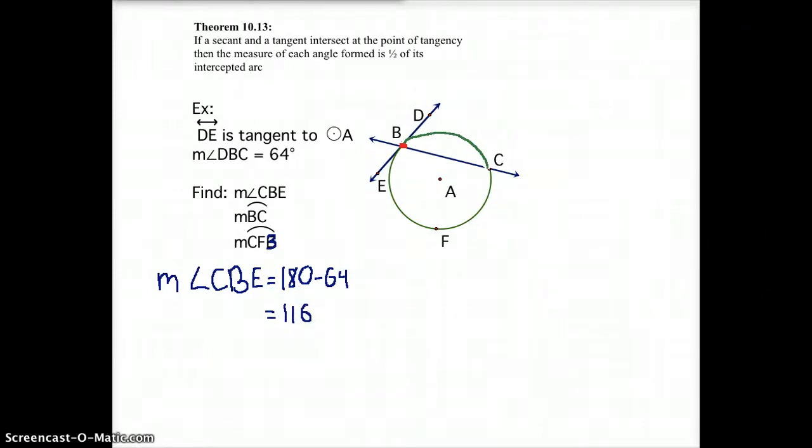And I'm going to take just a second and fill in the information that we have so far. So I know that, and I'm going to do my best to fit it in here neatly. I know that angle DBC is 64 degrees.